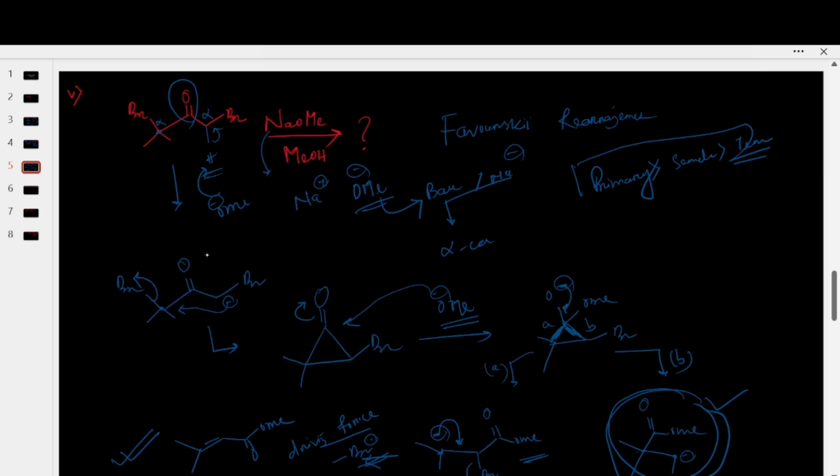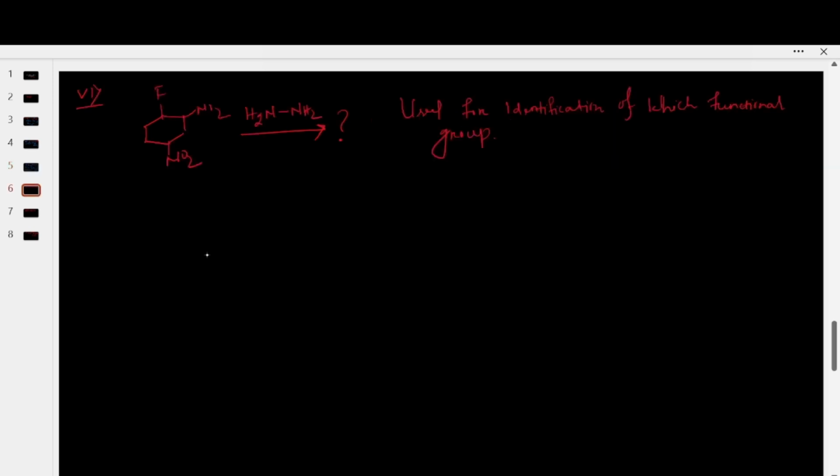So if there is no possibility of formation of a double bond, then this will form, and in presence of methanol as proton source, it will form this as a product. But here the driving force is the formation of a double bond or alpha beta unsaturated carbonyl. So this will be your product in the given question. Okay, this is known as Favorskii rearrangement. So next, move to the next question.